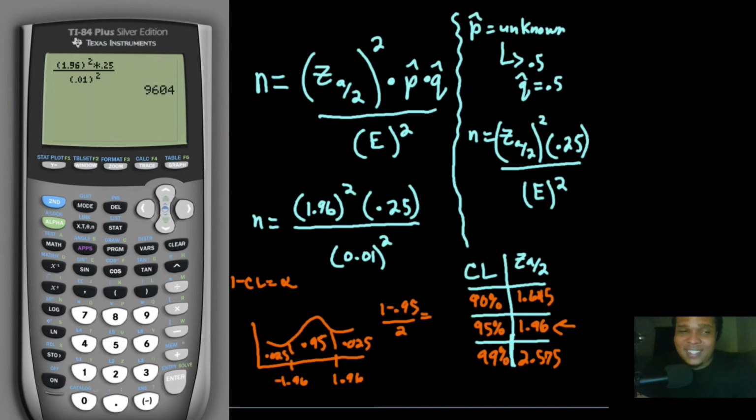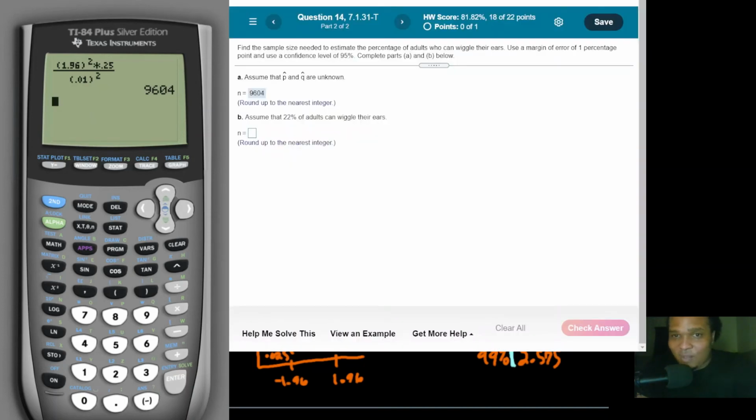Assume that 22% of adults can wiggle their ears. So listen, they gave you a p-hat. Whenever they give you a percentage, they're actually telling you what your p-hat is. So, you guys can't see. Yeah, we got the question right. We got the answer right. Okay, sorry about that. Assume that 22% of adults can wiggle their ears.